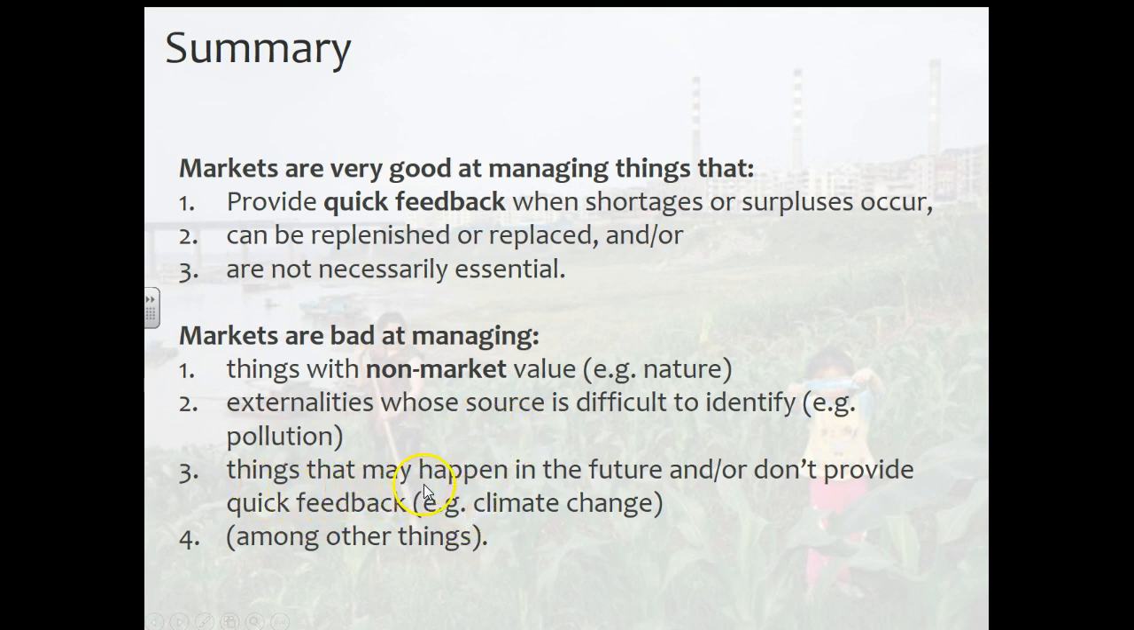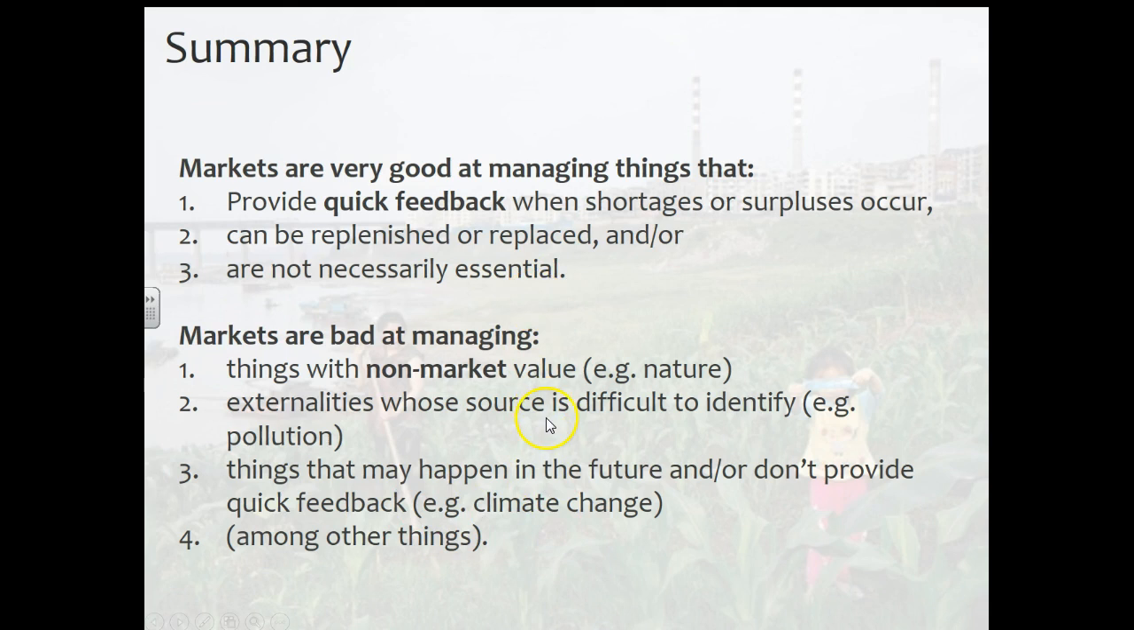This is really important: things that may happen in the future or don't provide quick feedback. Climate change is a really good example of this, because a lot of what we're doing today impacts things that are going to happen in the future. It's really difficult for the market to put a proper price on that. Or something that doesn't have quick feedback. Let's say we're depleting water sources, but it's not short right now, but we're laying this foundation where it's going to be short in the future. Again, it's really difficult for the market to do that. There are certain ways it can happen, but by and large, it's not good at integrating those things.